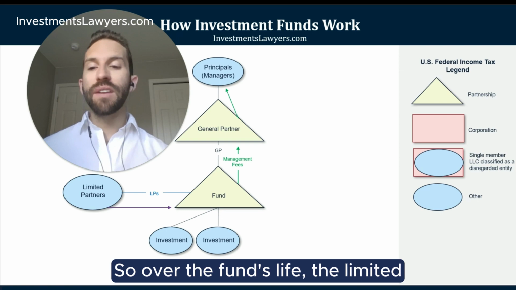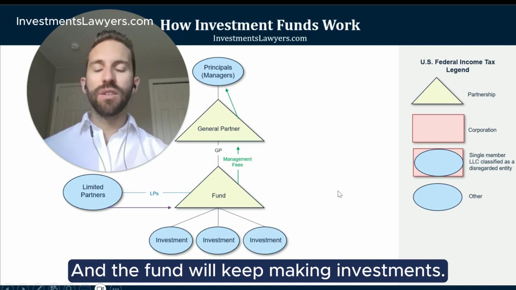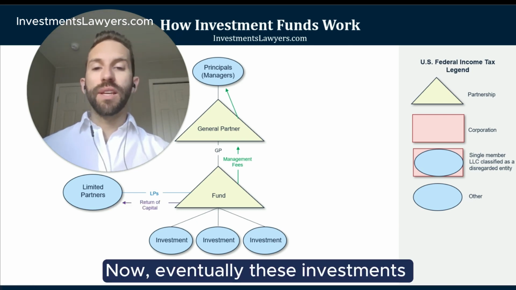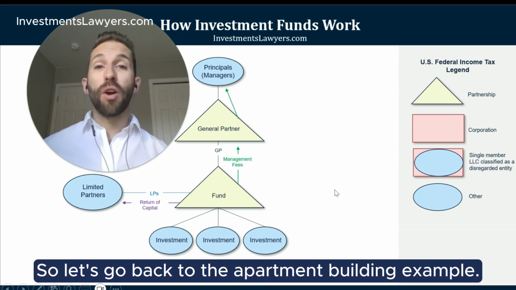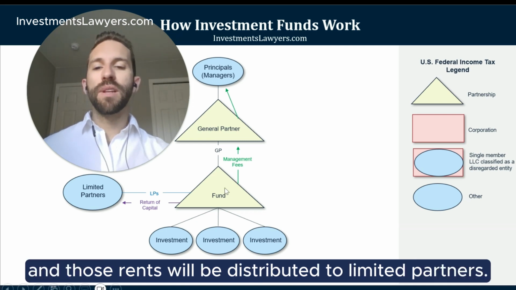So over the fund's life, the limited partners will keep sending more money to the fund, and the fund will keep making investments. Now, eventually, these investments might start making money. Let's hope so. So let's go back to the apartment building example. The apartment might generate rents, and those rents will be distributed to the limited partners.